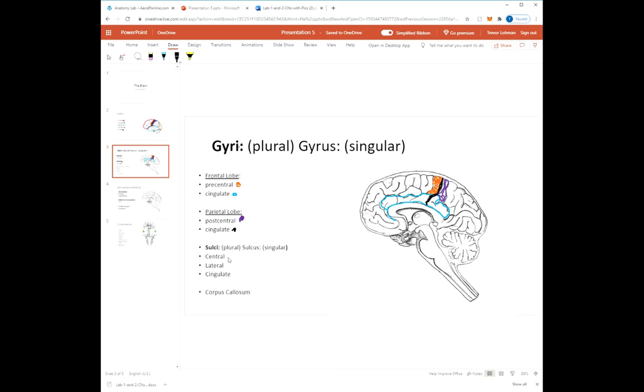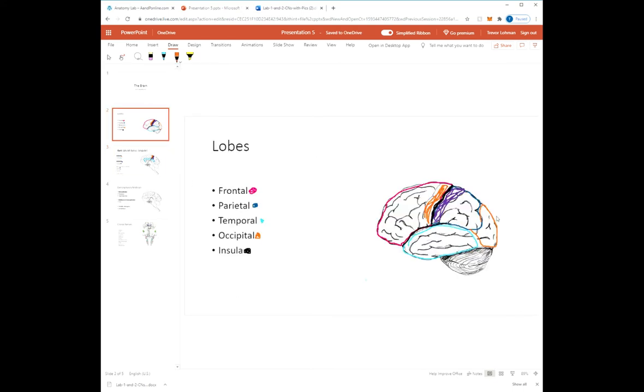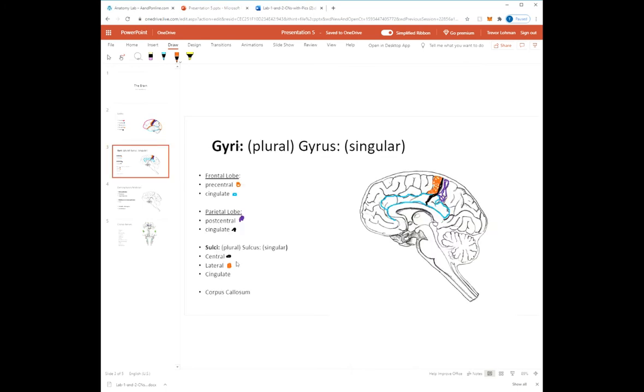So that's central. And then we have the lateral, which is often called the lateral fissure, but it's sometimes called the lateral sulcus as well. And here it is in orange. So the central sulcus is the sulcus that drops all the way down to the lateral sulcus.